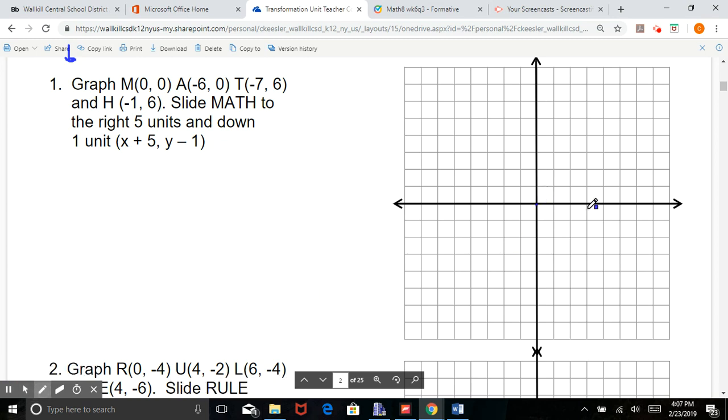And as we're graphing, we need to label each point with its corresponding coordinate. A (-6, 0). T (-7, 6). And H (-1, 6). I know yours says negative 8. Go ahead and change that negative 8 to a negative 1. And then neatly connect the points using a straight edge. I have to do my best without a straight edge here.